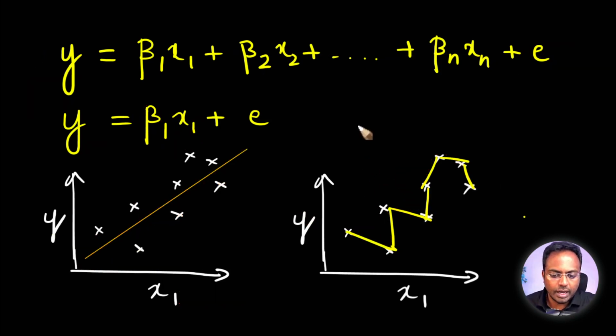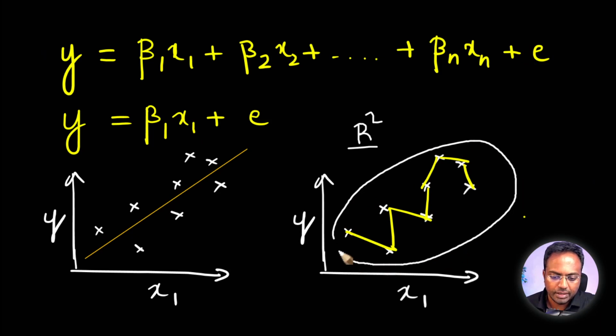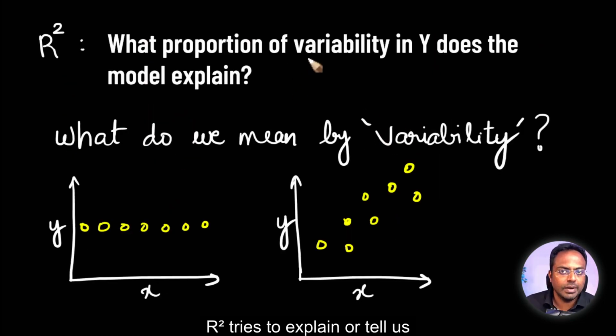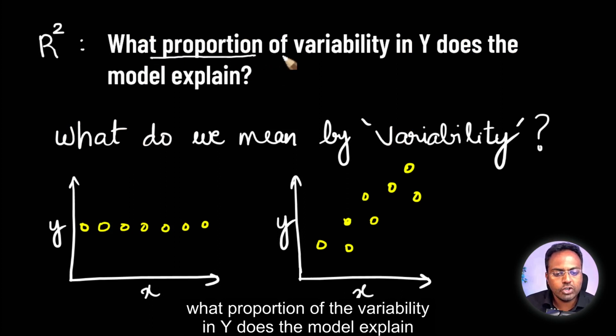Now this is where R square comes in, wherein the R square of a prediction, a fitted line that looks like this, will have a perfect 100% R square. Alright, we will talk about what R square represents shortly, but this will have a perfect 100%. Whereas this line of best fit, which is more desirable, will have an R square that is far less than 100%, maybe 75%, 80% and so on. So what does R square represent? R square tries to explain or tell us what proportion of the variability in Y does the model explain.